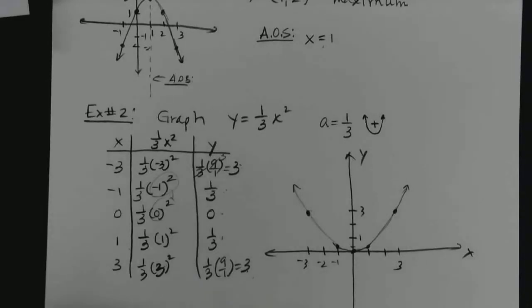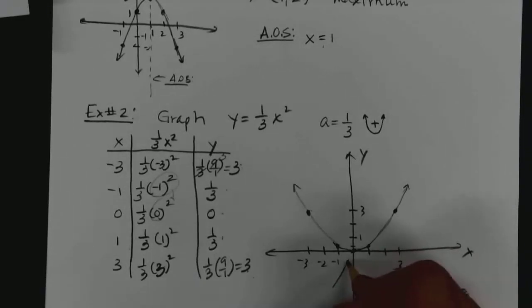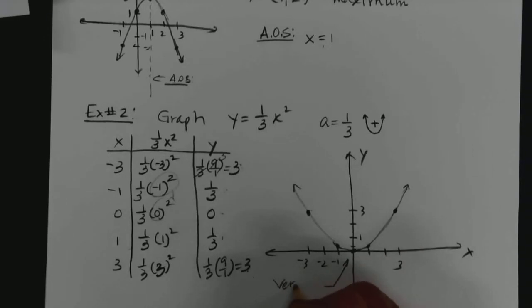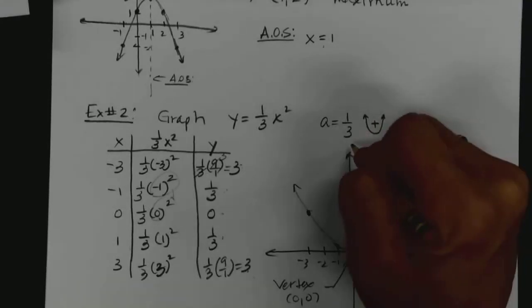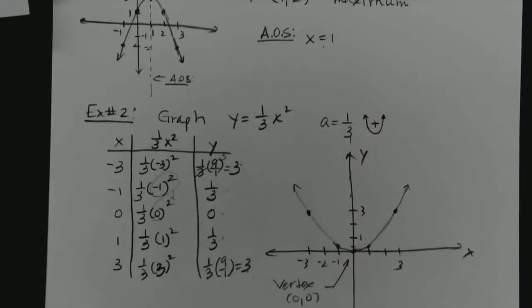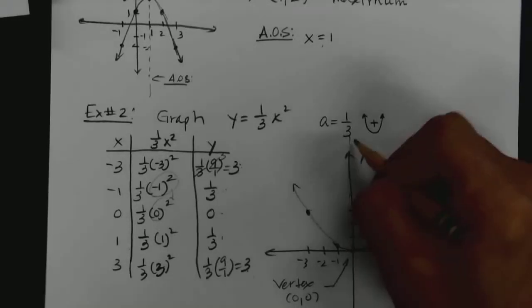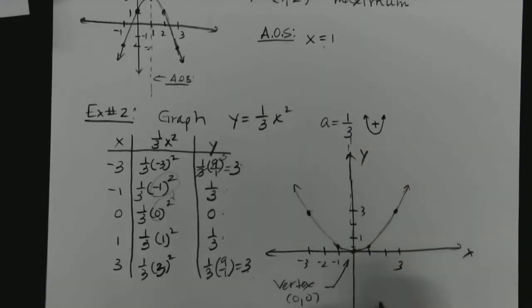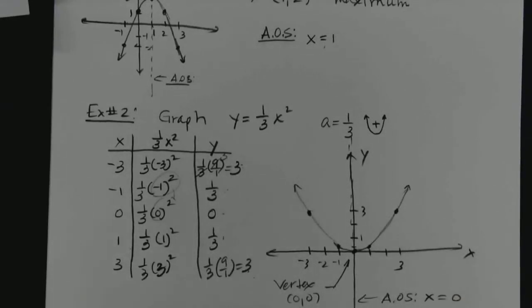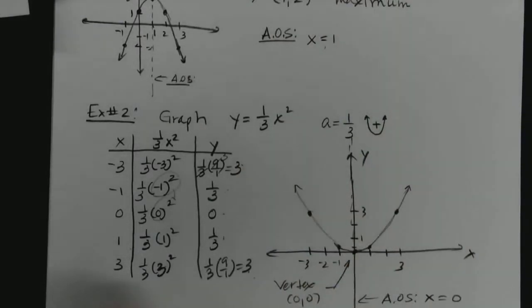We don't have to name the vertex. Oh, you know what? Why don't we? Where's my vertex? 0, 0. And my axis of symmetry? Oh, I'm sorry. You said vertex is a max or min? Minimum. That's my minimum. And here's my axis of symmetry, right? What is that equation? X equals 0. There's my axis of symmetry. Okay? Who's on the test? I'm going to have you label everything just like this. Okay? All right.